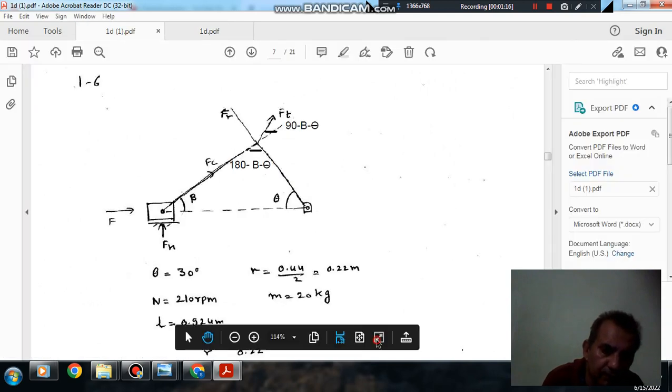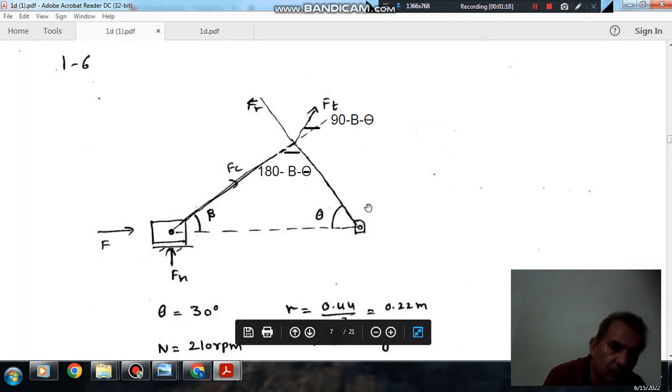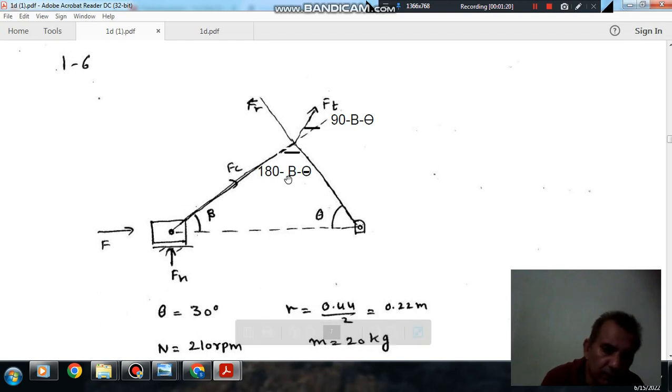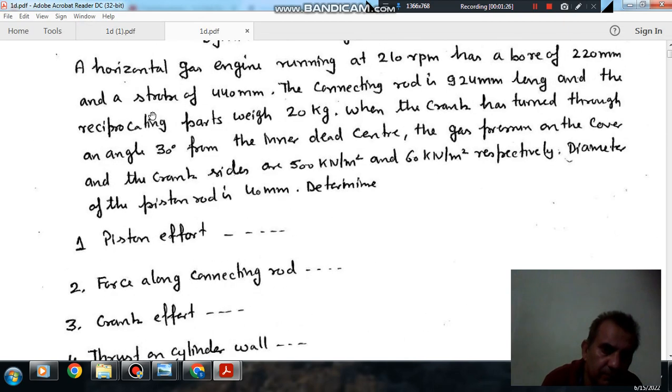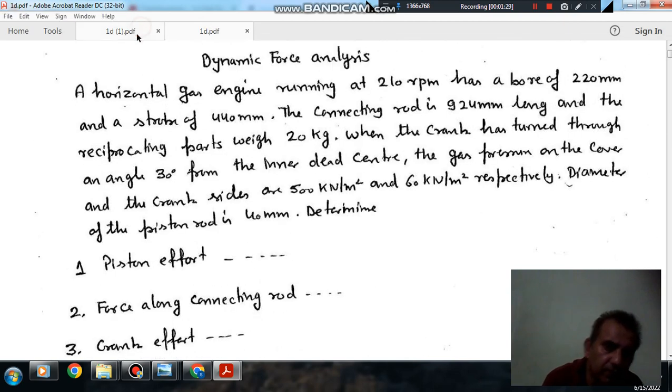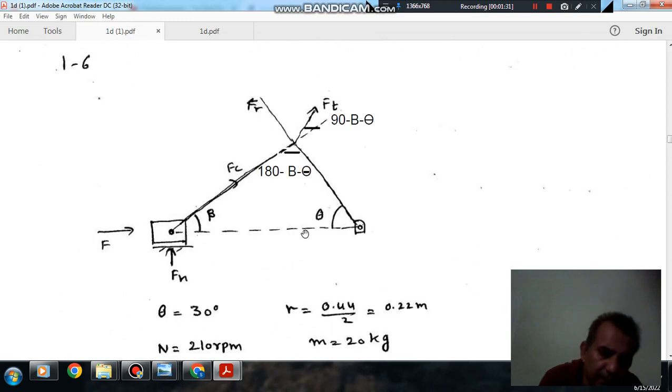So here this is the arrangement of piston cylinder arrangement or slider crank chain mechanism of a horizontal gas engine. Okay, so this is your slider and this is your crank, this is your connecting rod, and crank is making an angle theta and connecting rod is making an angle beta at a particular instant.